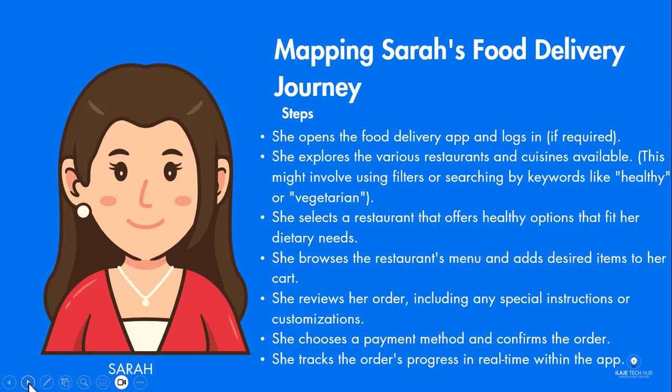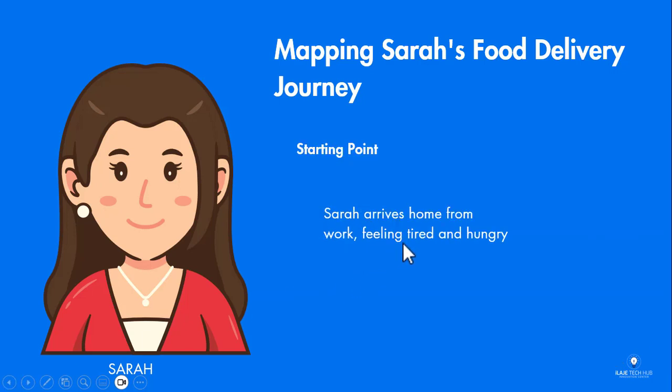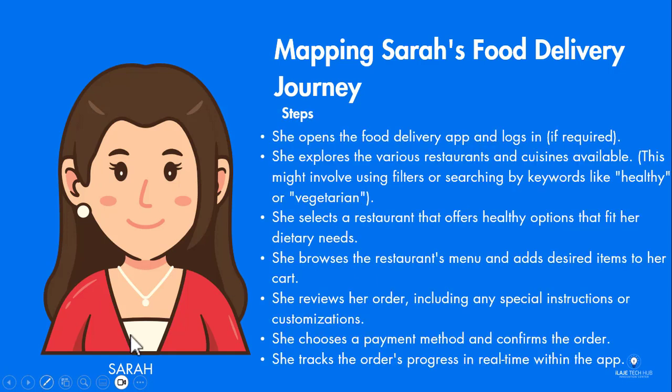This food delivery mapping lists steps that are possible for Sarah to go through to use our app. After she arrives home feeling tired and hungry, she can't cook. And then she picks up her phone, opens the app, logs in if it's required, explores the restaurants and sees what is available. And then after seeing what is available, she orders and then it gets delivered.